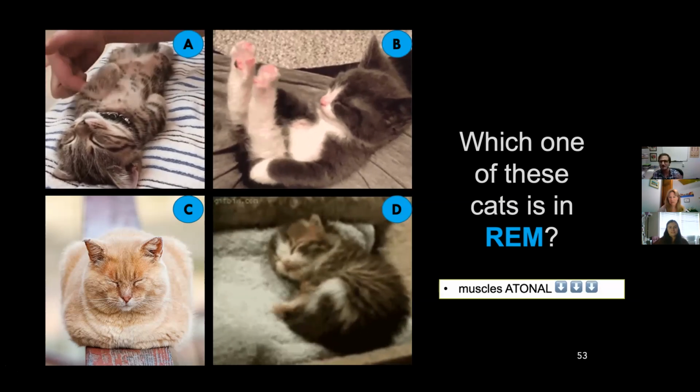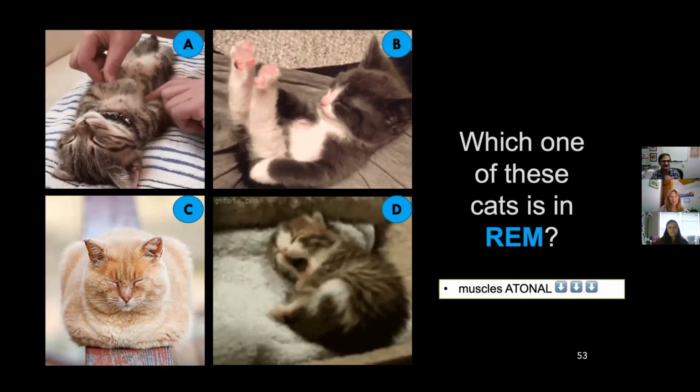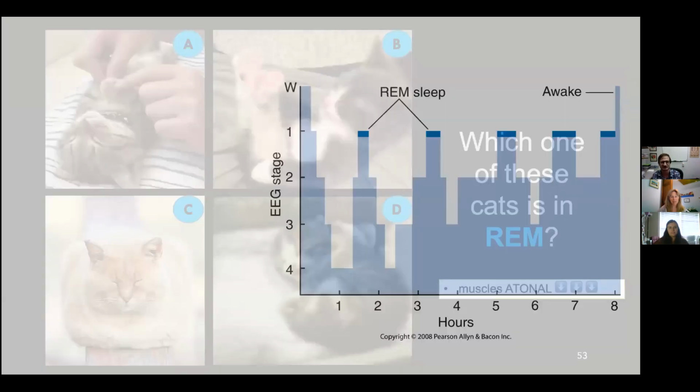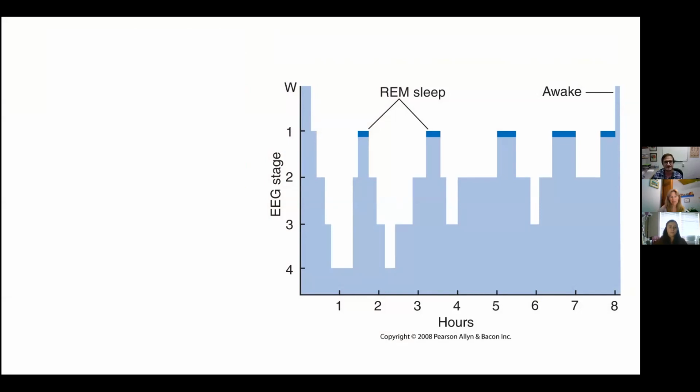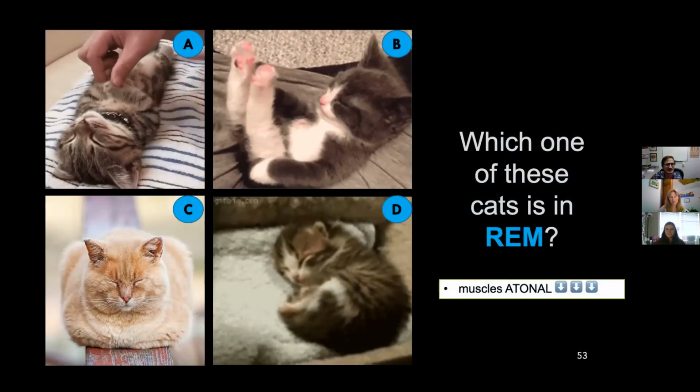You have zero muscle tone except for your eyes and a few twitches when you're in REM sleep. Okay. So, Professor, would you say, what are the rest of the cats doing? Are they in non-REM sleep? Yep. So I would say that they're in non-REM sleep.